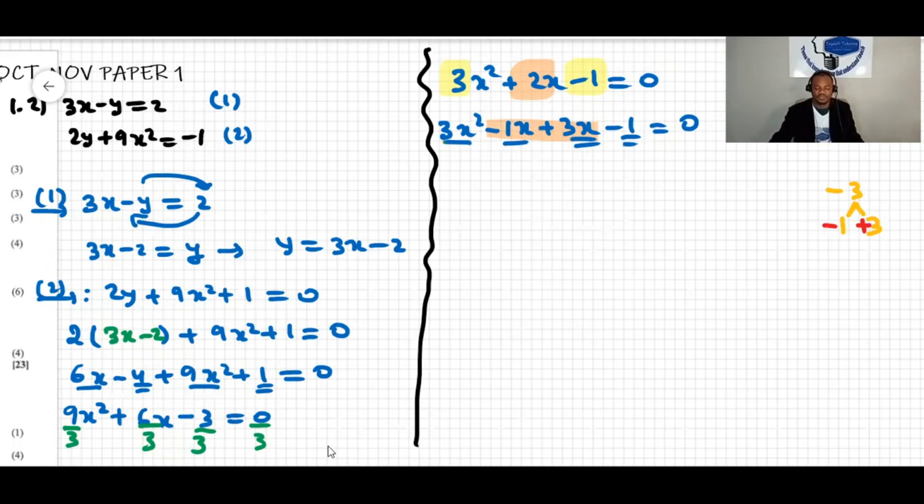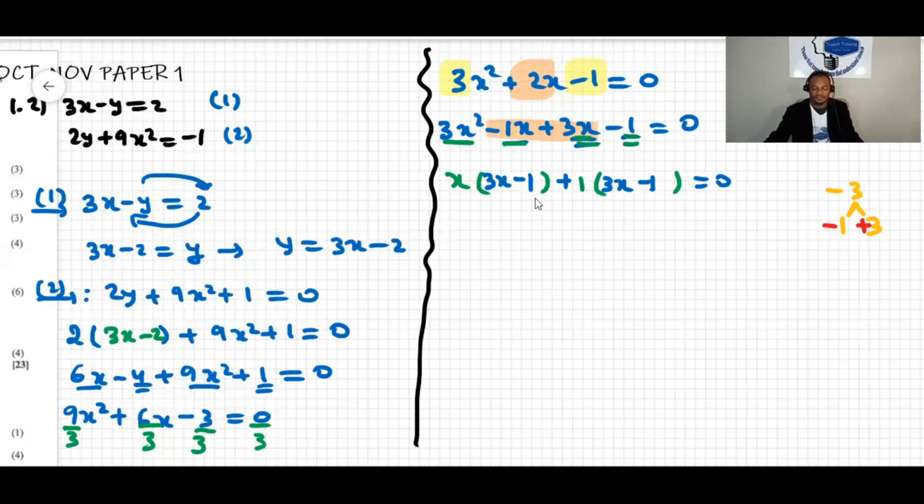Now we can select the first 2 and the last 2 terms to factorize. What's common between the first and the second term is just x, the common factor. So we take x as the common factor, and in the brackets we are left with 3x minus 1, because x times 3x makes 3x squared, and x times -1 makes -1x. Plus, for the last two terms, the common factor is just 1, so we have 3x minus 1 equal to 0.